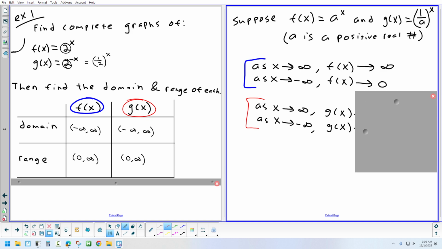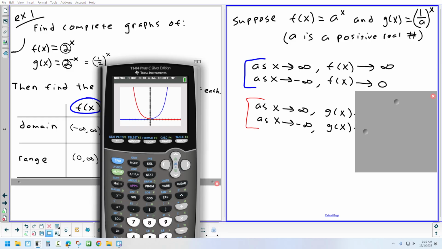That is the behavior of pretty much every exponential function. Doesn't matter about the steepness of the curve. Exponential growth, as you head to the right, it goes up. As you head to the left, it levels off at a number, like 0.